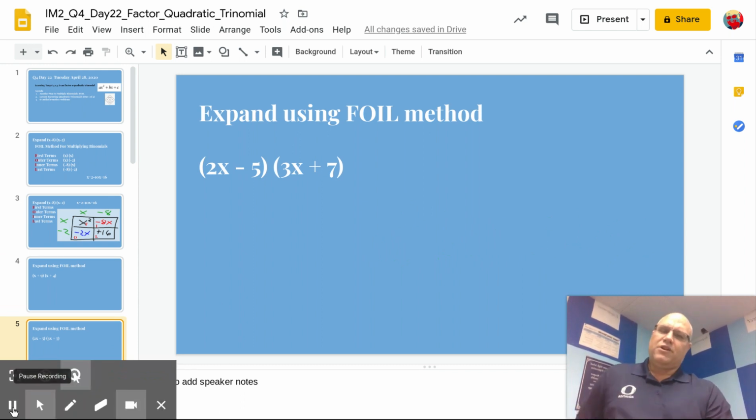All right, try this one. 2x minus 5 multiplied by 3x plus 7. Use the FOIL method. What do you get?